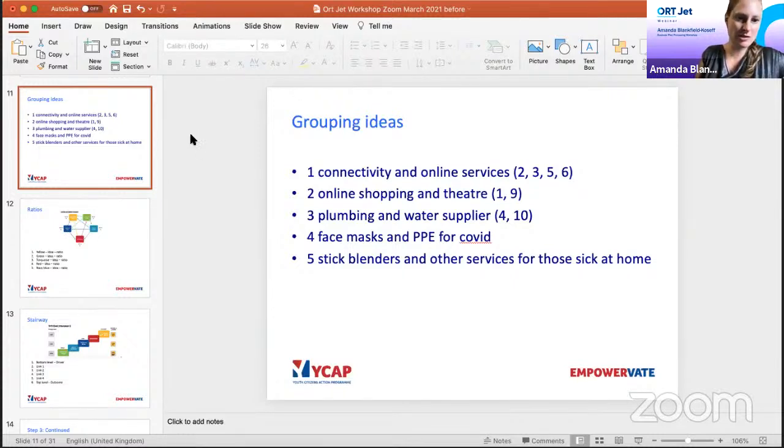I'm still seeing your previous slide. Okay, does everyone see the grouping ideas one? We haven't moved on from there yet. So we're still on the grouping ideas slide, and then we will move to the ratios after that. But we first have to compare these two. So I'm going to leave this one open. So the grouping ideas one.